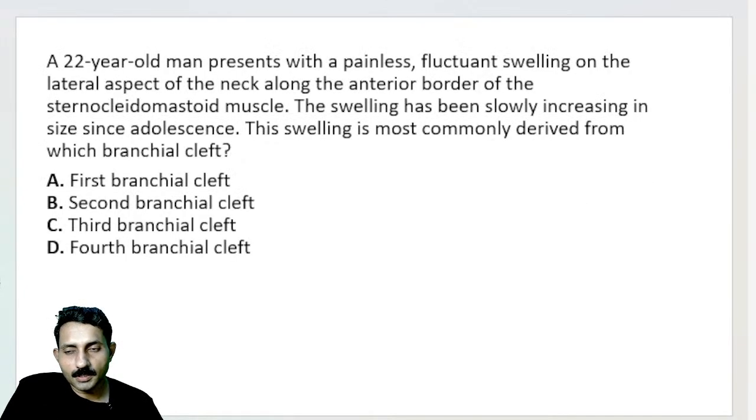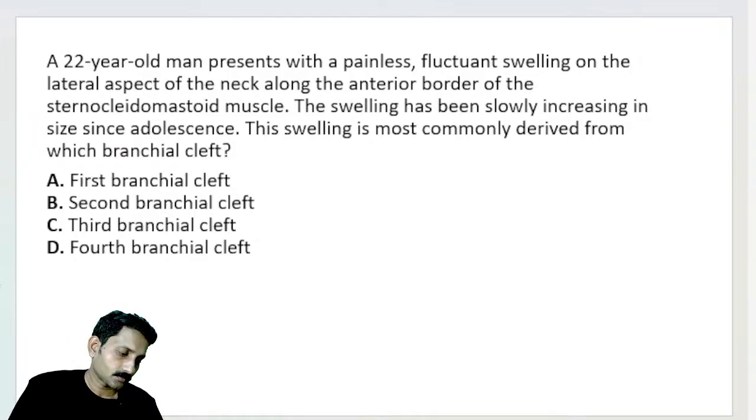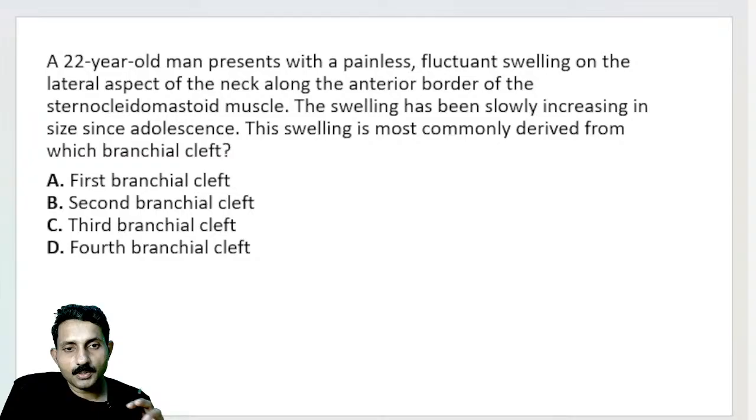Now one more simple question, but I cannot get into detail of this. We'll try to see the location alone. Just a recap. A 20-year-old man presents with a painless fluctuant swelling on the lateral aspect of the neck along the anterior part of the sternocleidomastoid. The swelling has been slowly increasing since adolescence. This is a catch here. Slowly increasing, so it's not a tumor. It's not a sudden inflammatory swelling. It is a gradually increasing swelling.